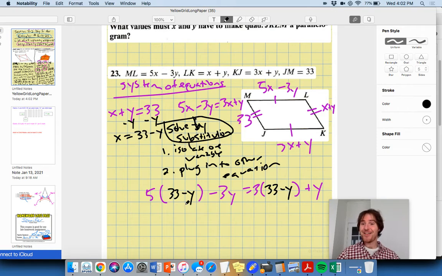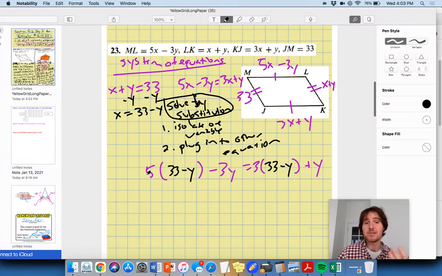So now, voila, we have one equation that we know has got to be true, because this is a statement of equality. These have to equal each other. X could be represented by 33 minus y because x plus y brought us to 33. Now we just have y in the equation. So we have an equation that only has one variable in it. What do you know from Algebra 1? You can solve something like this. It's perfect. So let's do that.